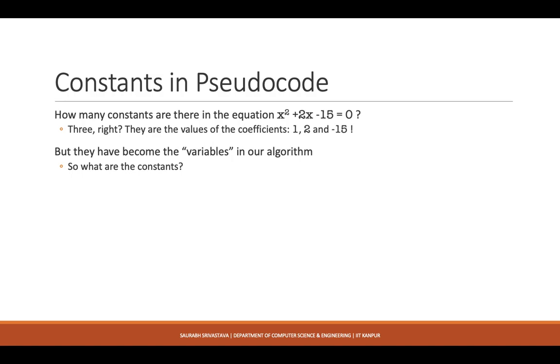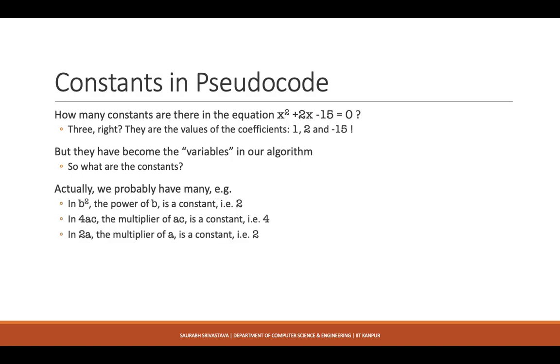form of polynomial. But that doesn't mean that there are no constants in the world of programming. Okay, there are still some constants. So for example, if you write something like b square, the power of b is essentially still a constant. Okay, this is also a constant in the world of programming. Similarly, when you calculate 4ac, 4 is still a constant, or wherever you calculate 2a, 2 is still a constant. So now the question is exactly what is a constant, and what exactly is a variable.